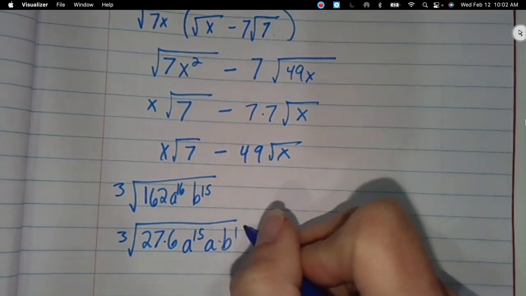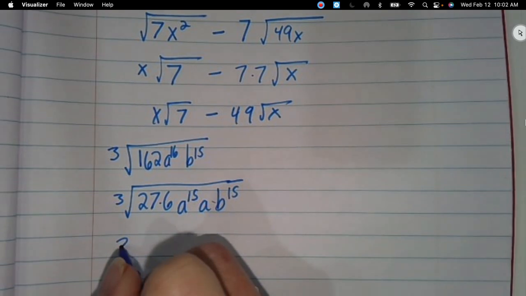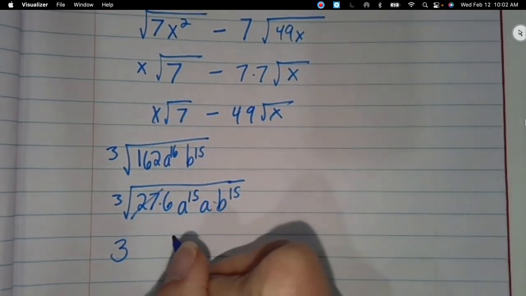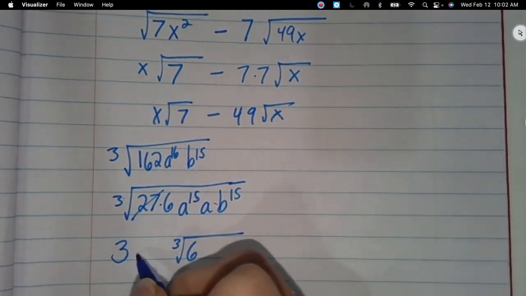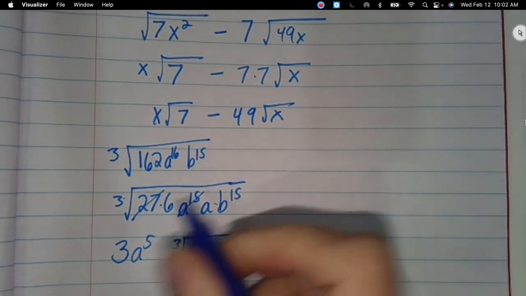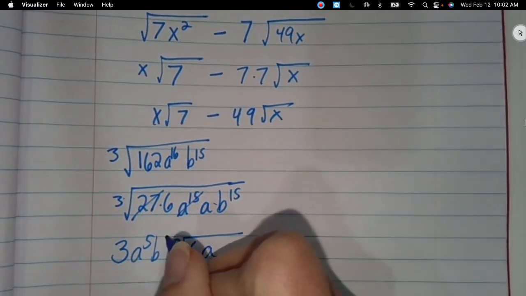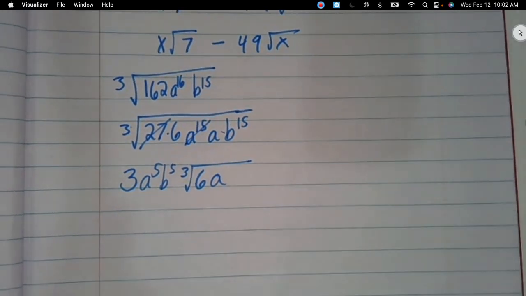And then this one is divisible by 3. So what's the cube root of 27? 3. Gotta leave my 6. What's 15 divided by 3? 5. Okay. And I gotta leave my a. And then what's 15 divided by 3? 5. Okay. So lots of little numbers, but write them all down. 3, a to the 5th, b to the 5th, cube root of 6a. That one's on the test. This whole first page. Okay. Are we good so far?